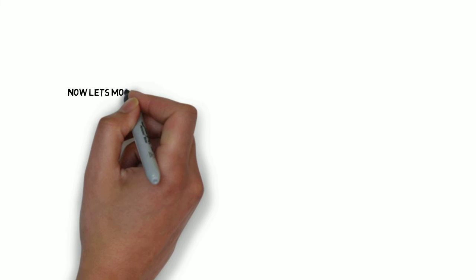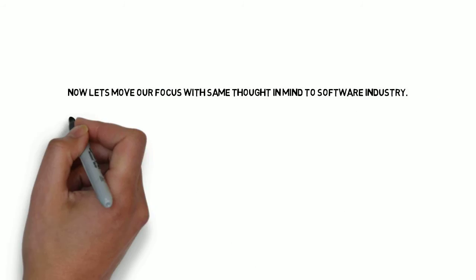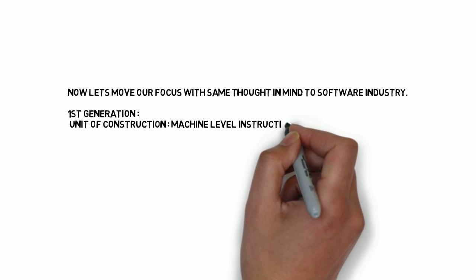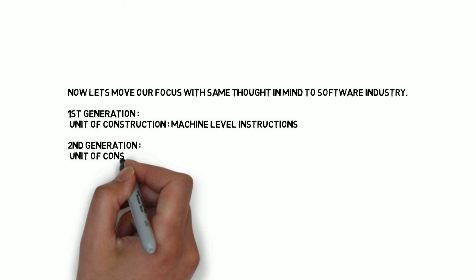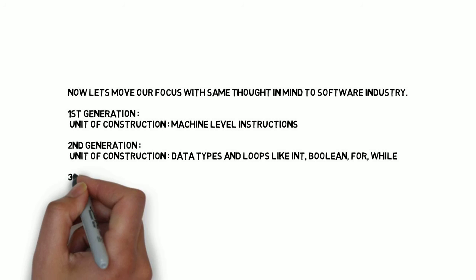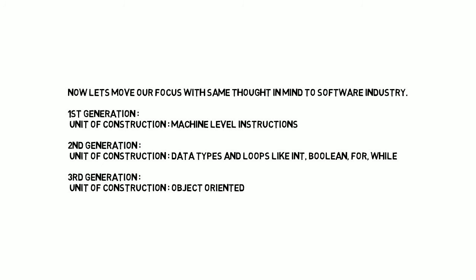Now let's move our focus, with the same thought in mind, to the software industry. Assume the bridge here to be the software you're going to build, and let's understand what is the fundamental unit of construction that we get in our software industry. If you look closely, during the first generation, the fundamental unit of construction for us was the machine level instructions. Even writing a very small program required thousands of lines of machine level instructions.